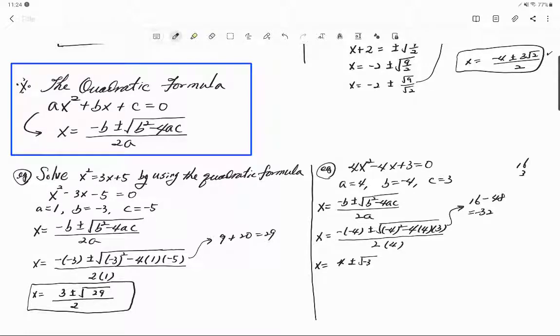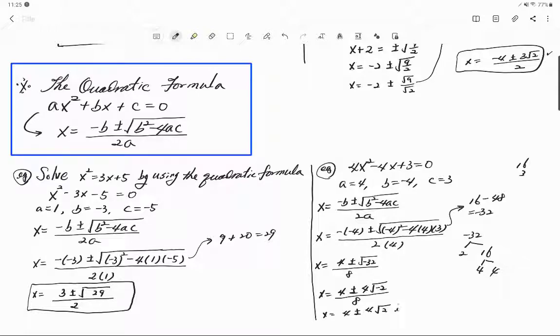So this is negative 32, and since the square root inside is negative, this is a complex number. So negative 32 is a product of 2 times 16, and 16 is 4 times 4. So x equals 4 plus or minus 4 square root of 2 times negative 1, and negative 1 becomes the imaginary unit i.